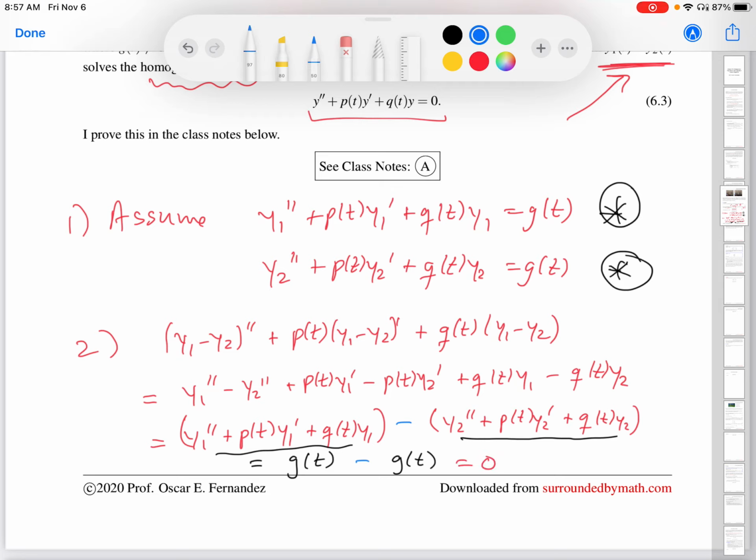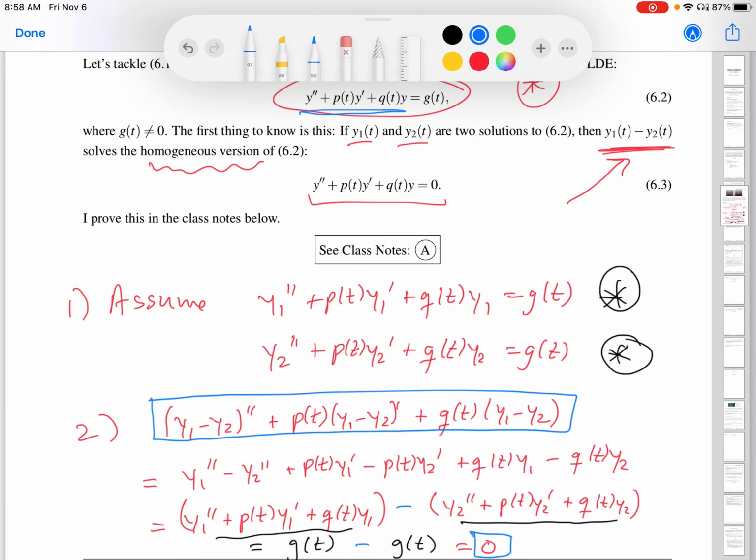So, conclusion: the quantity y1 minus y2, when I substitute it into the left-hand side of the non-homogeneous equation we were working with, equals 0, right? So we have shown that y1 minus y2 solves this homogeneous equation.